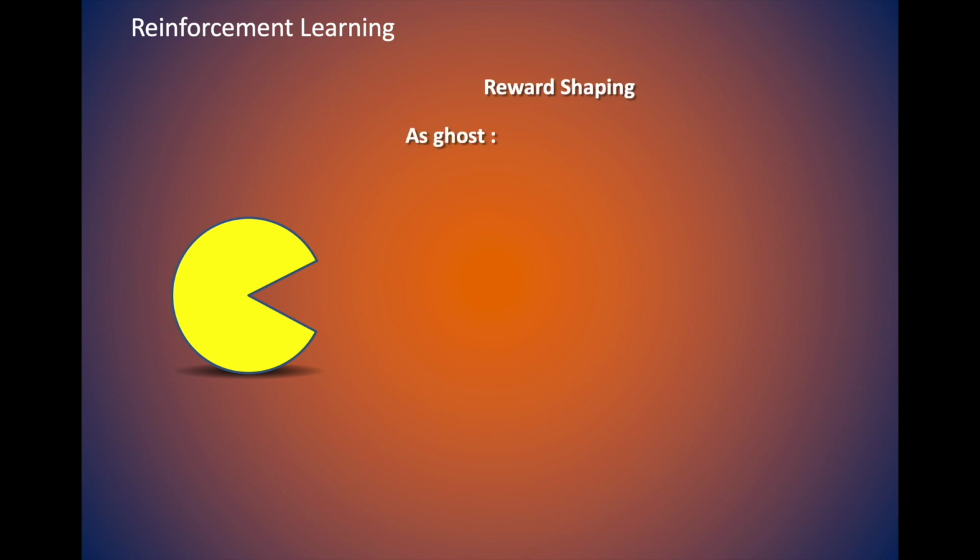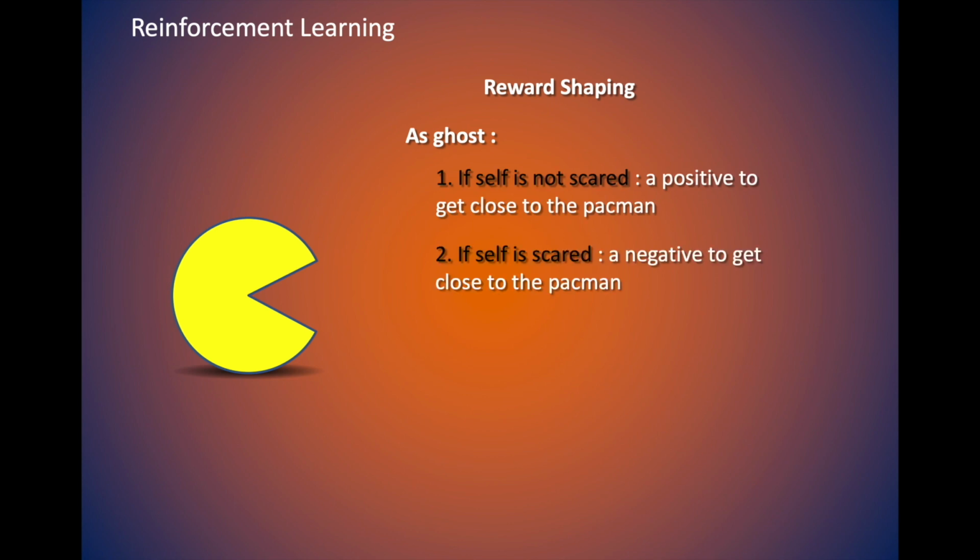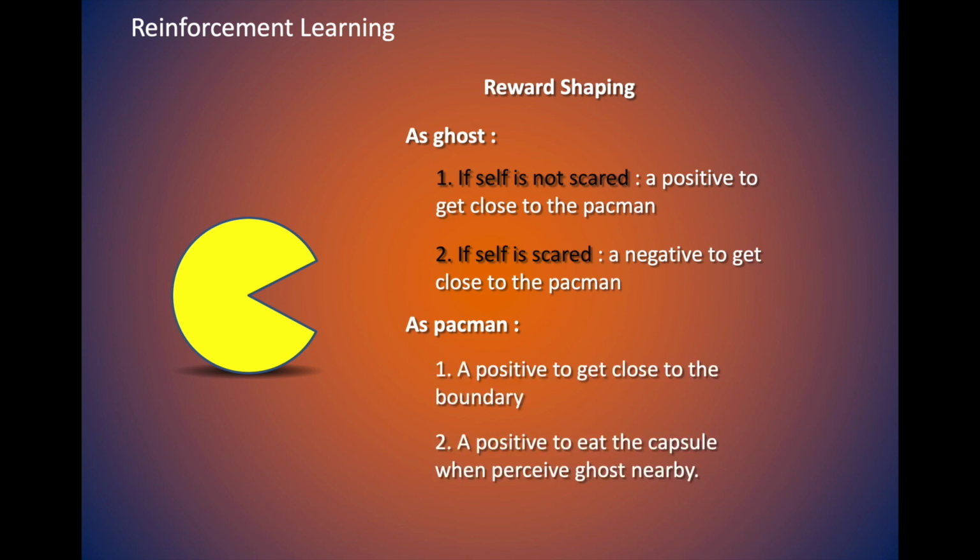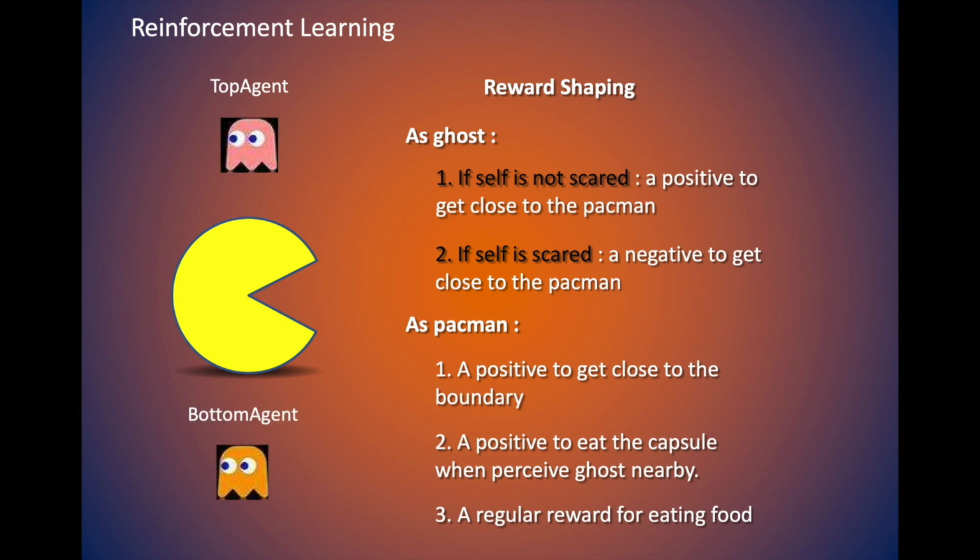Then we are going to talk about the reward shaping in the reinforcement learning. As for the ghost, we rely on itself if it's scared. As for the Pacman, we give a positive reward when it gets close to the boundary, and when it eats the capsule when ghosts get nearby, or eats food.